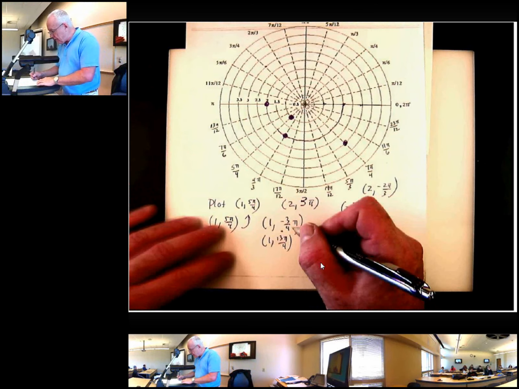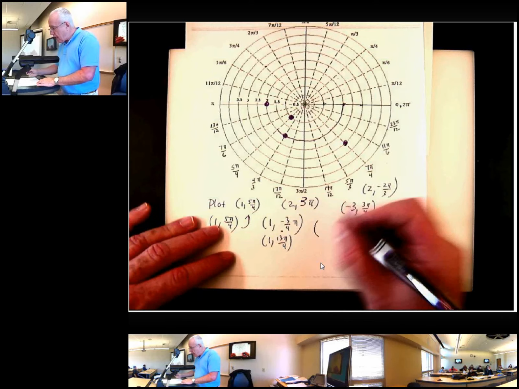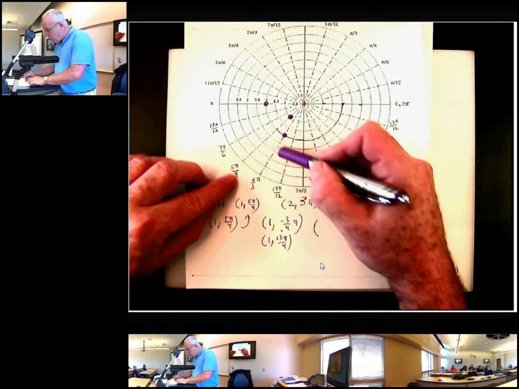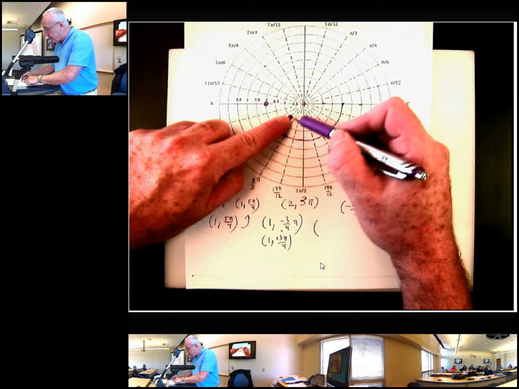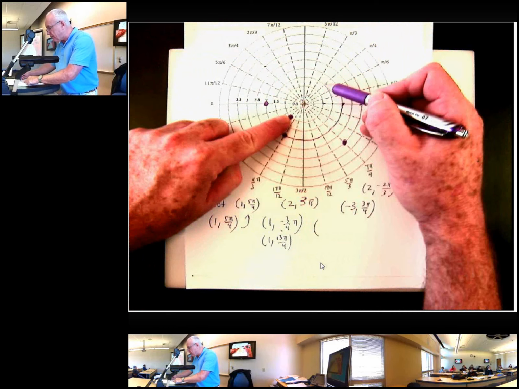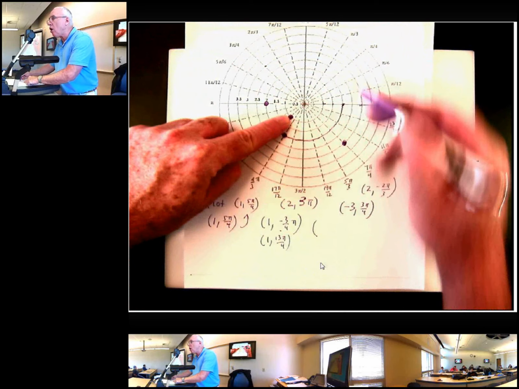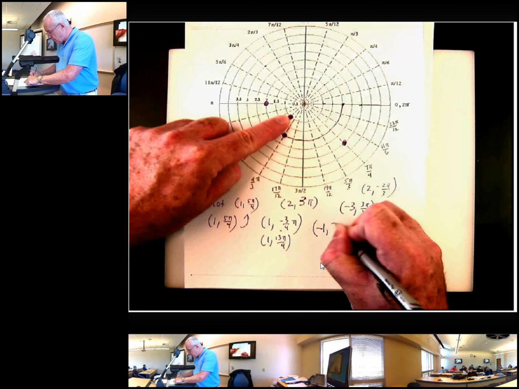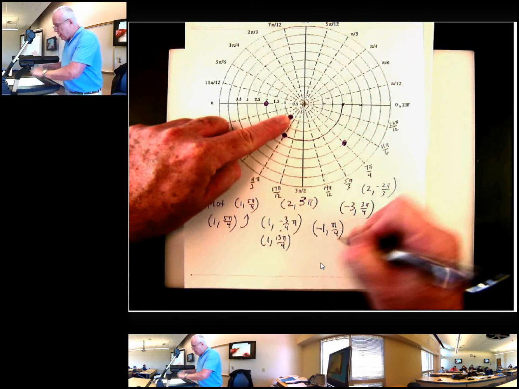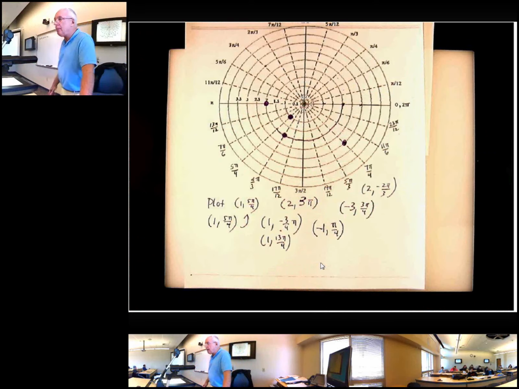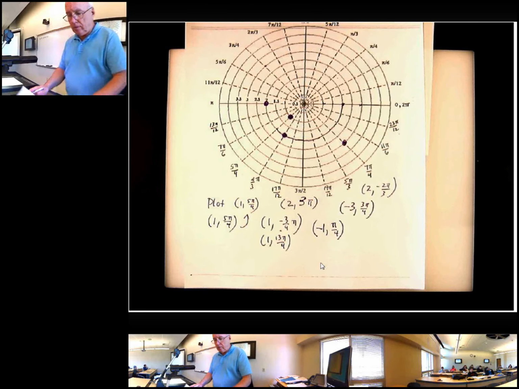And here's another way I could do it. Here's 5 pi over 4. I could go to the other side of the angle, which is pi over 4, and put my r as negative 1. That's another way that I can represent that point. So there's an infinite number of ways that a single point can be designated.